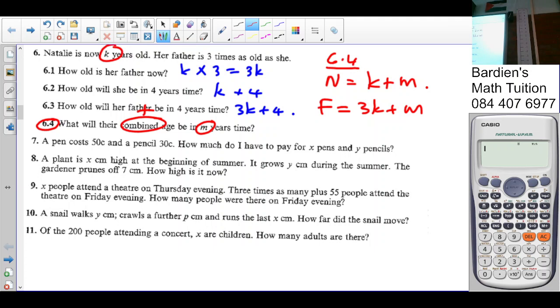So when we say the combined ages, I put in a bag K plus M plus 3K plus M. That will give me an answer of what? If K represents knives, you put one knife plus three knives. How many knives are those? Four. So that means K plus 3K is going to give you 4K. You understand? It's 4K.